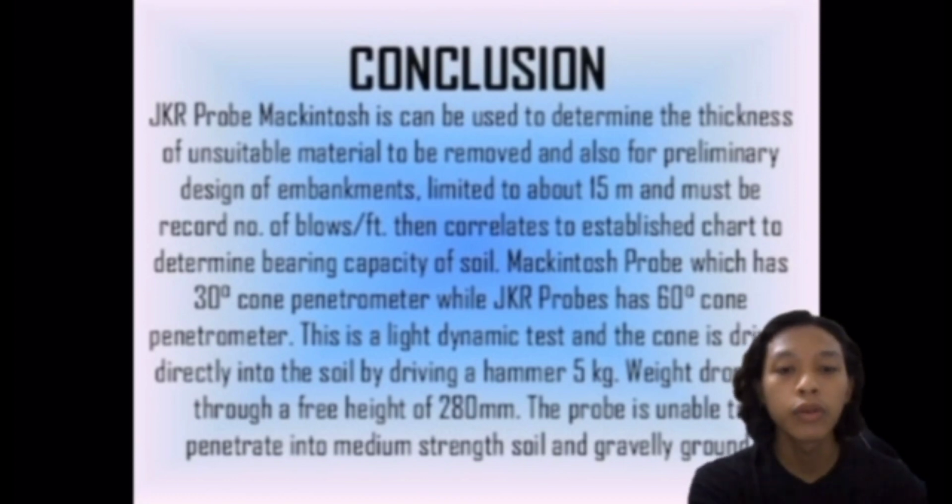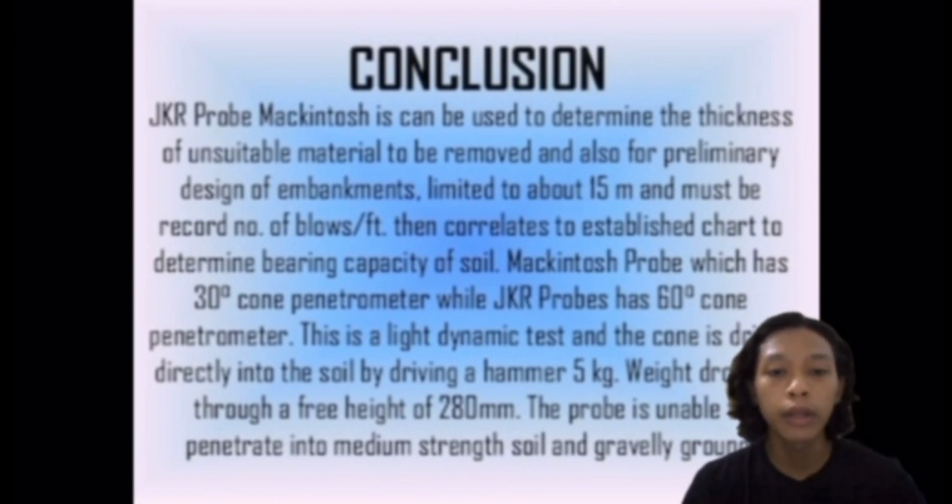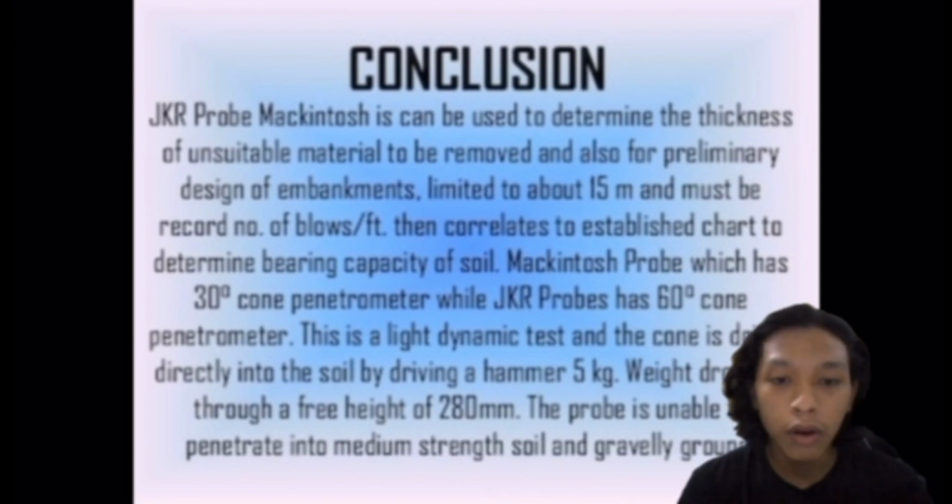Next, we go through the conclusion of the Macintosh Probe. Conclusion: the JKR Macintosh Probe can be used to determine the thickness of unsuitable material to be removed and also for preliminary design of embankments limited to about 15 meters, and the number of blows must be recorded. Then it is correlated to establish a chart to determine the bearing capacity of soil.